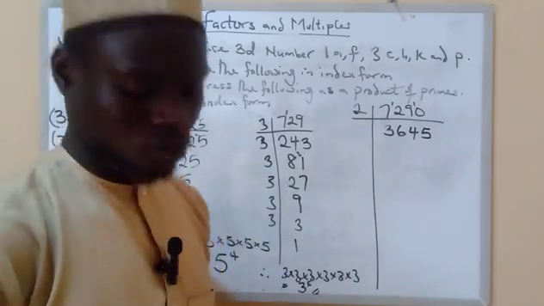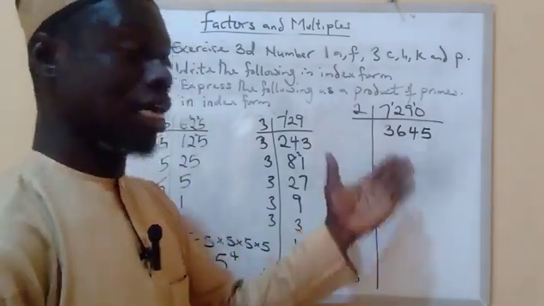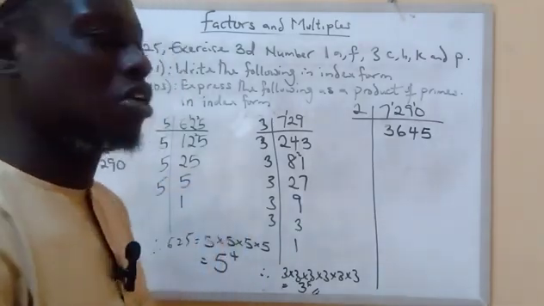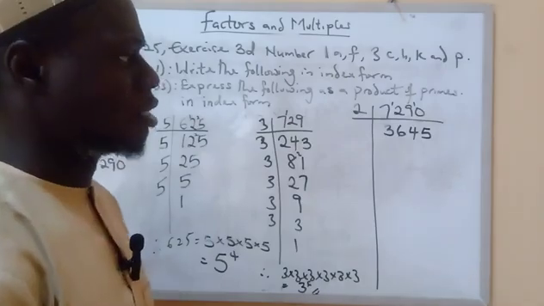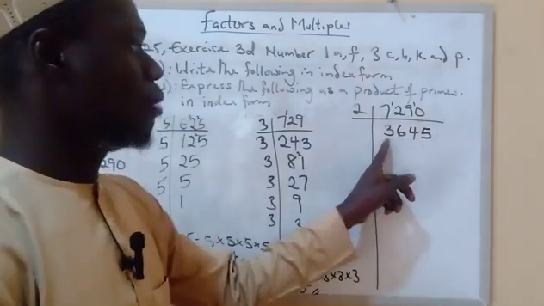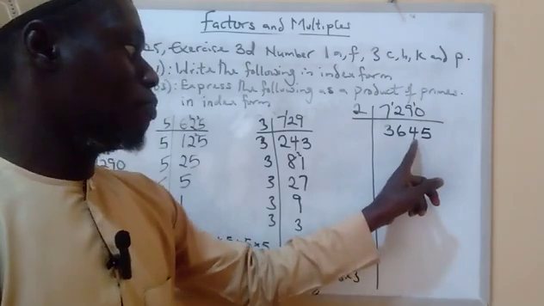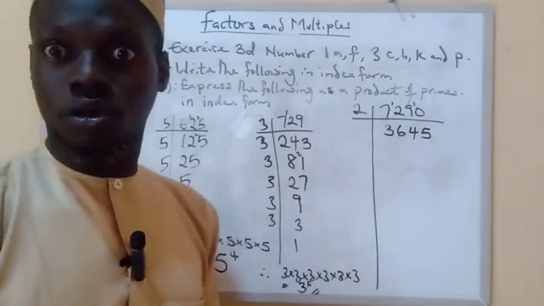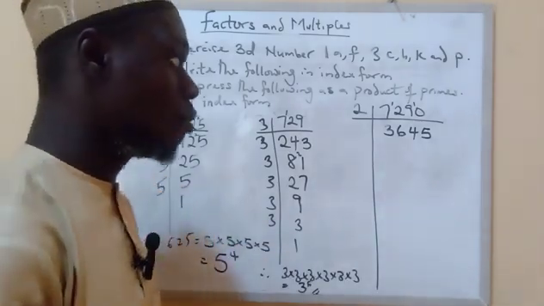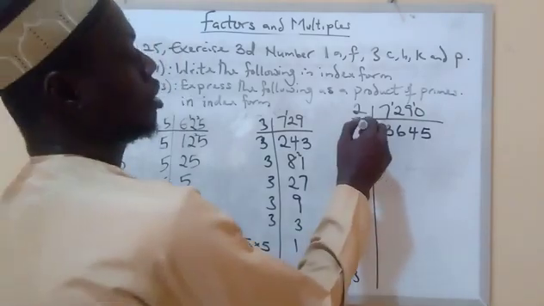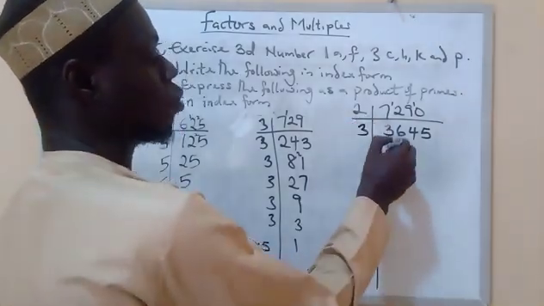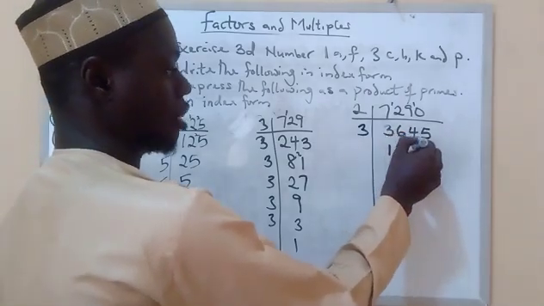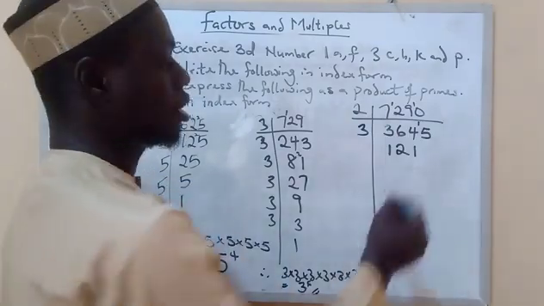Can we still use 2? I think the answer is no, because the last digit is not 0 and not even. So what can we use? Can we use 3? Let's sum up the digits. 3 plus 6 is 9, plus 4 is 13, plus 5 is 18. So 18 is divisible by 3, meaning 3 can be used. So 3 in 3, 1. 3 in 6, 2. 3 in 4, 1, remainder 1. In 15, that is 5.